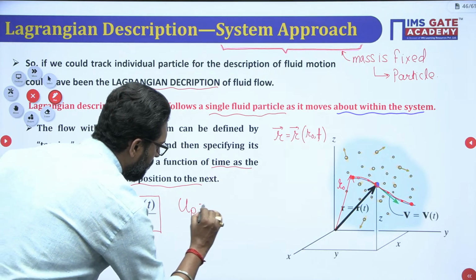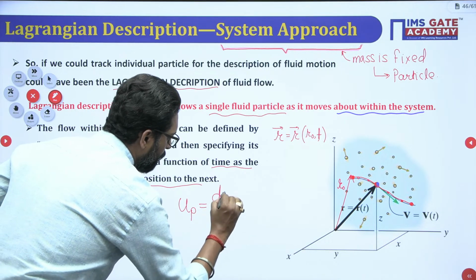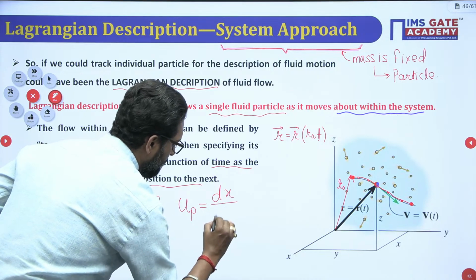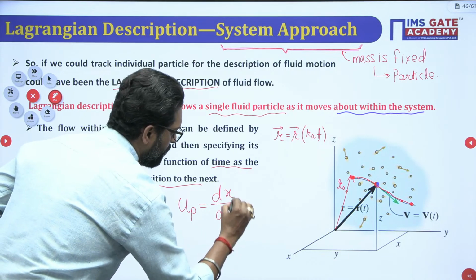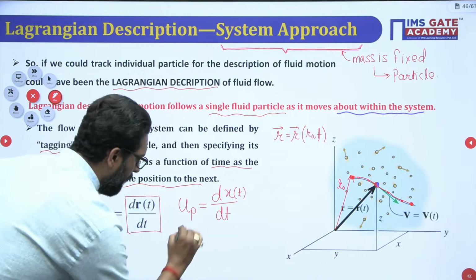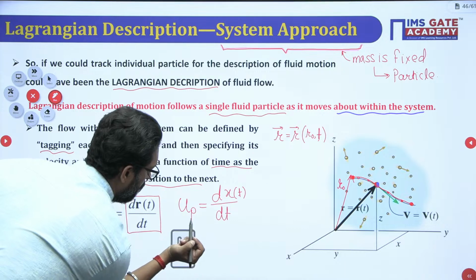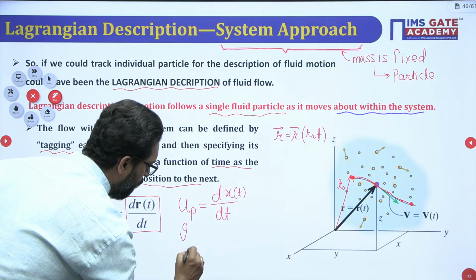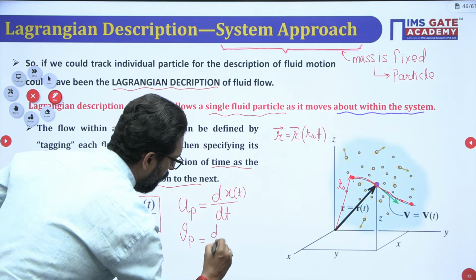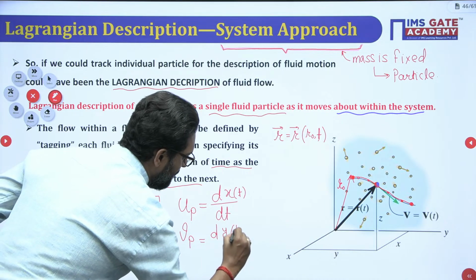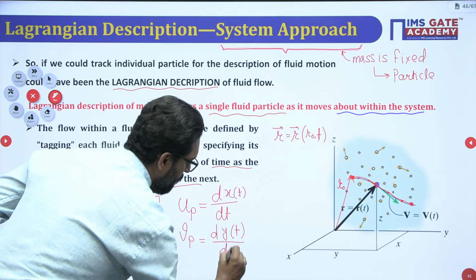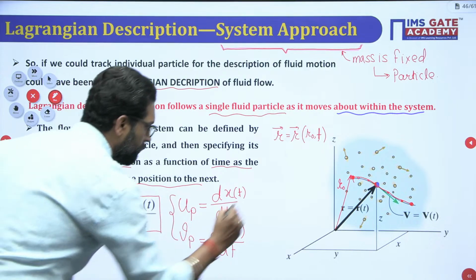d of x direction by dt, and this x is the position, which is a function of time t. If you find the y direction, v of a particle is d of y by dt. So these are the particles approach.